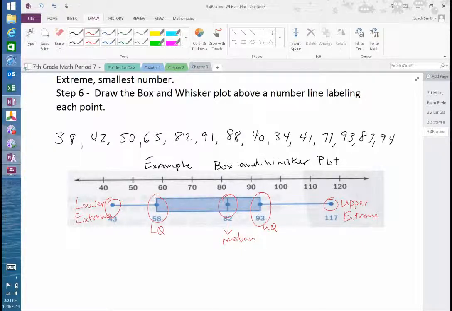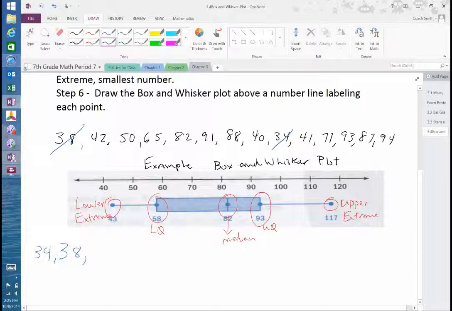Step 1 is to do what? Right. Put the numbers in least to greatest order. So I'm going to put the numbers we just wrote down in least to greatest order. So, first number is 38. First number is 34. Thank you.